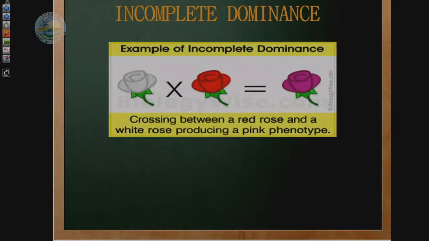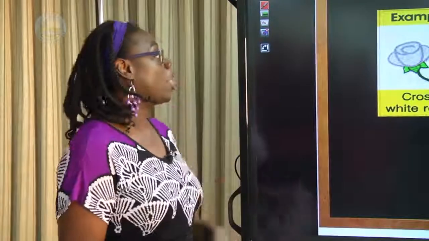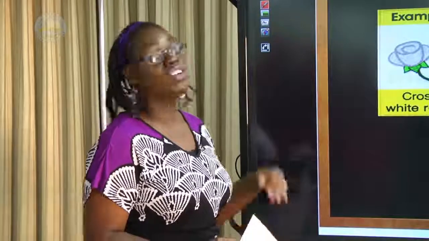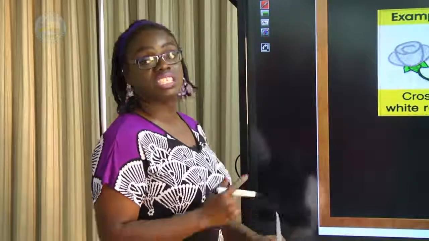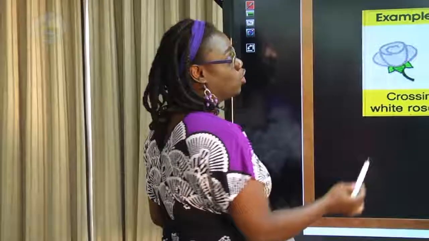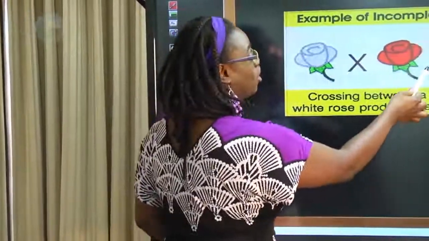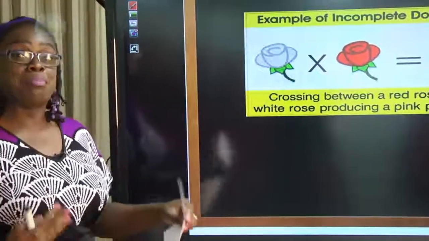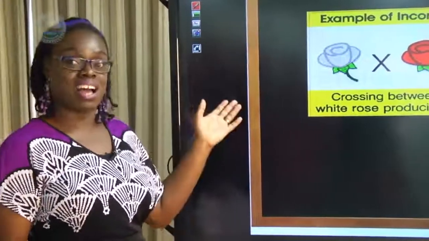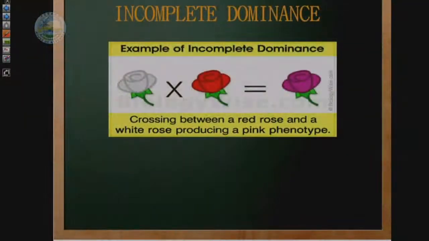So let's continue. Incomplete dominance. Now, in previous examples, we have been working with complete dominance, where the dominant allele completely suppresses the expression of the recessive allele. However, there are cases when that is not always the case. And we're going to look at cases of incomplete dominance. So for this example, we have a white flower crossing with a red flower, and the result is, shockingly, a pink plant. Now, we know that in the past, it would either be red or white. But sometimes we do have these anomalies occurring in nature.